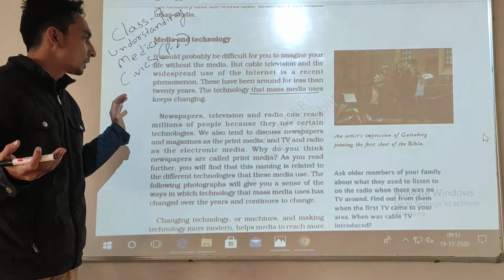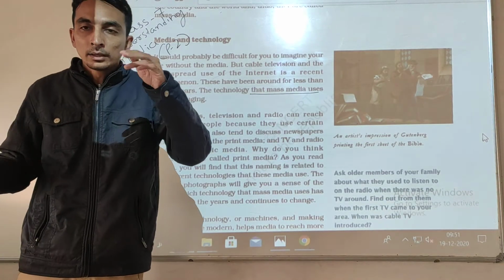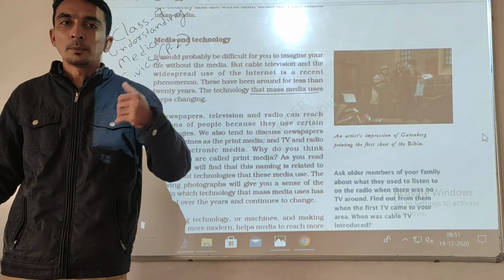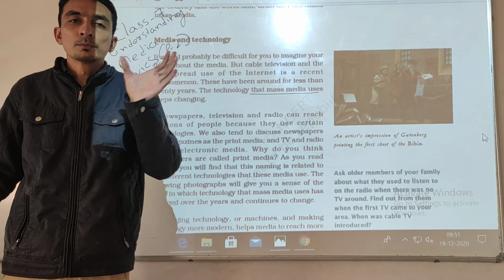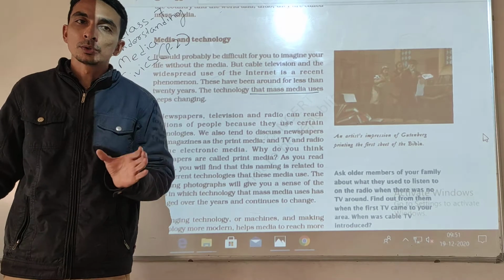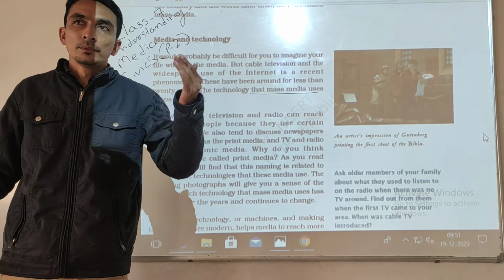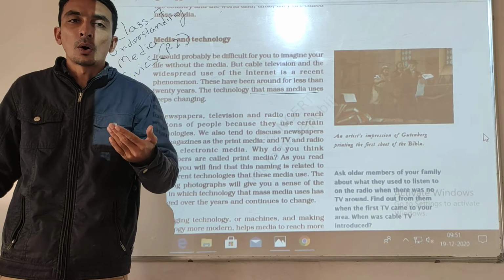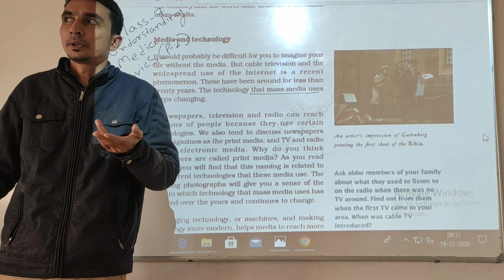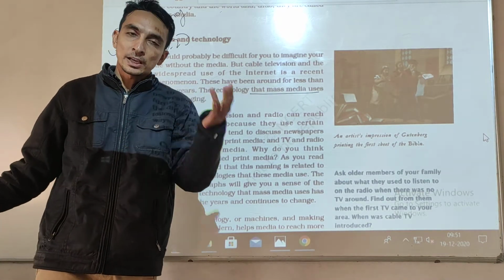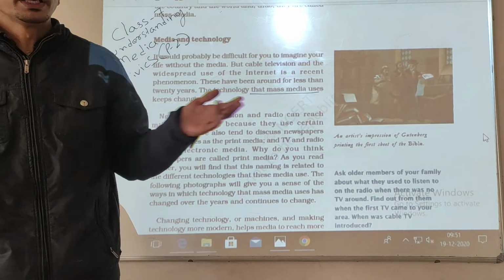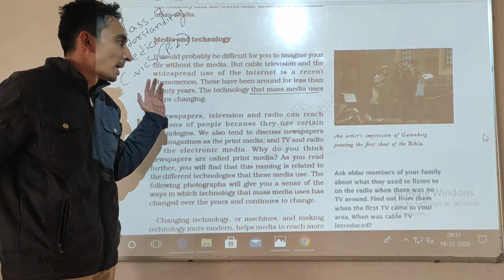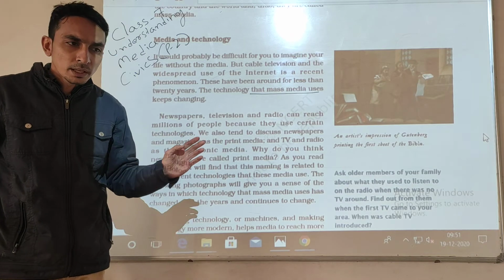The technology that mass media use keeps on changing, and these days we have mobile phones, so we can use a mobile phone to see news channels. We have news channels on our phone. We have Disney Hotstar, MX Player and all, which are mediums of mass communication.